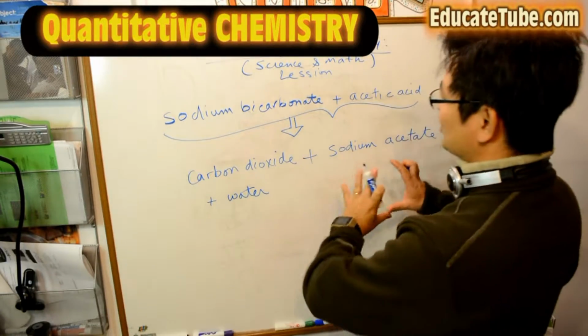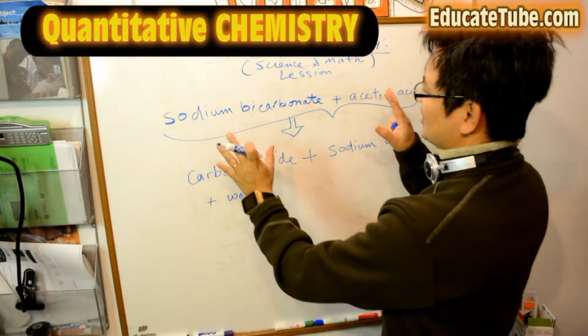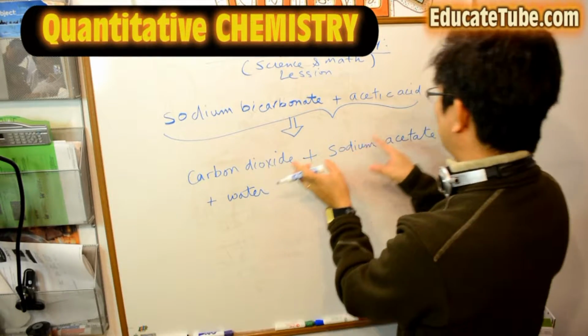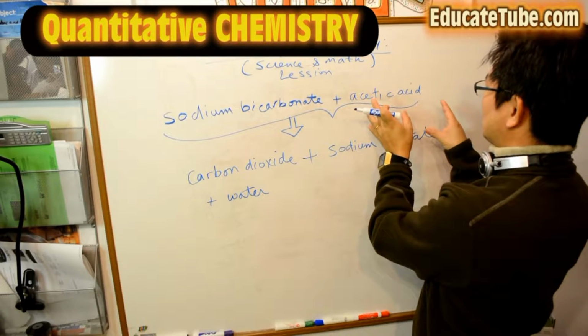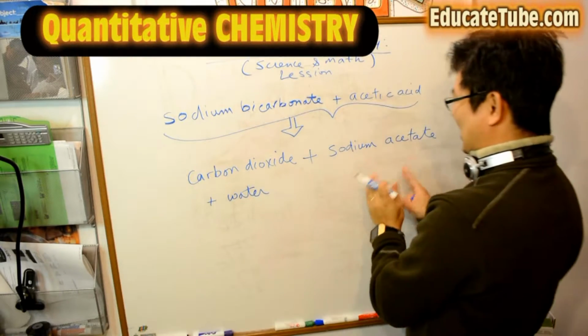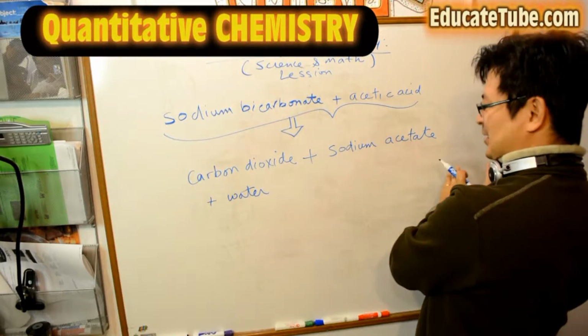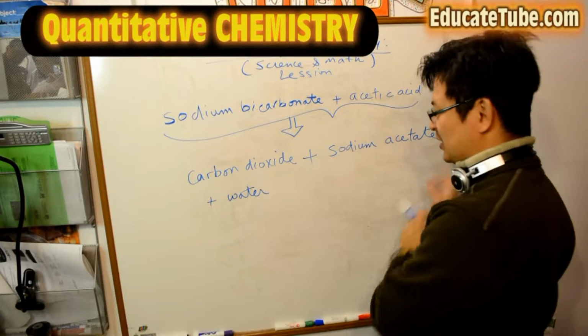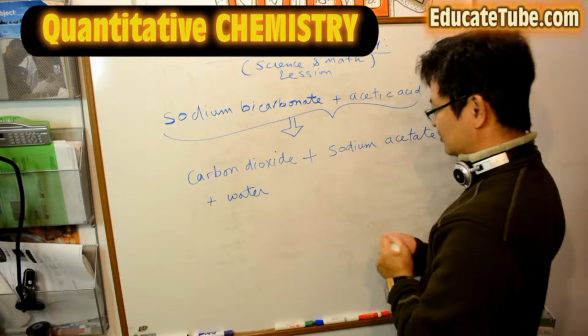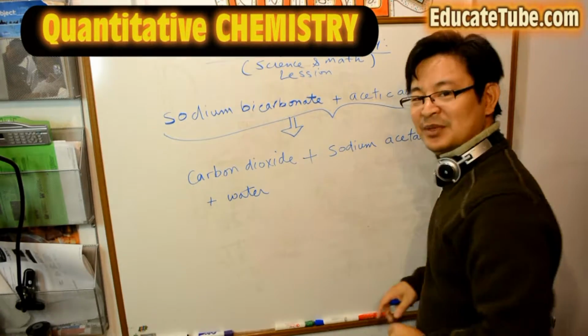All right, so that is the word equation. You have this sodium bicarbonate solid added to 5% acetic acid solution, and the byproducts are carbon dioxide gas, sodium acetate salt in solution, and water. Now let's write the equation in the chemical formula equation.